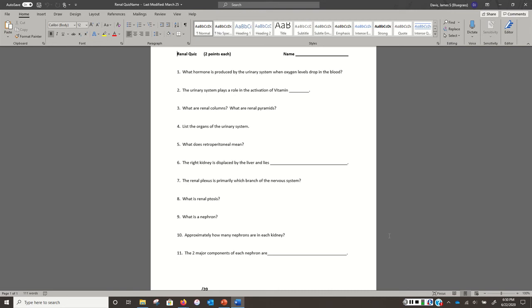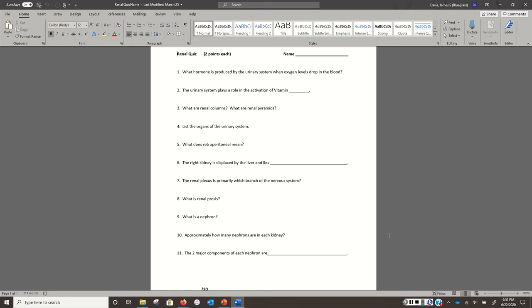List the organs of the urinary system. Well, we've got left and right kidneys. We've got left and right ureters. We've got a urinary bladder, and you must specify urinary bladder. You can't just call it bladder. Remember, there's more than one bladder in the body. And there is the urethra. Those are the organs of the urinary system.